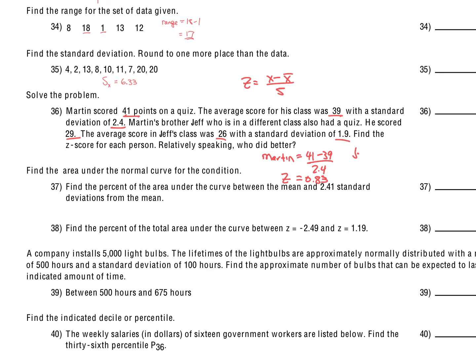And then Martin's brother Jeff got 29, but the average was 26 with a standard deviation of 1.9. So calculating that out, it'll be 3 divided by 1.9, which is 1.58. So relatively speaking, Jeff had a higher Z-score, which means that he did better on the standard normal curve and relatively did better than his brother Martin.